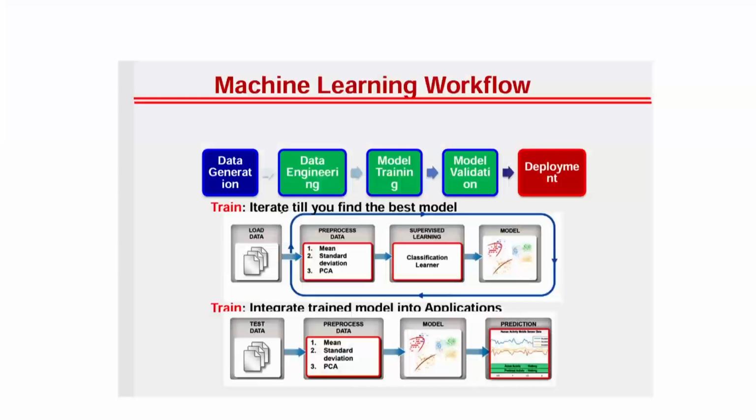So, therefore, these are the 5 steps: data generation or data collection, data engineering, model training, testing, model validation and deployment. These are the 5 different steps of machine learning. So, what is the meaning of training? Training means you give the data to the machine, it learns from the data, correct, and in that process it can learn either with some supervision or without supervision. So, that means training can be done by supervision or without supervision.